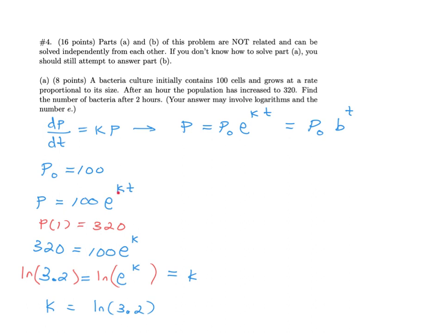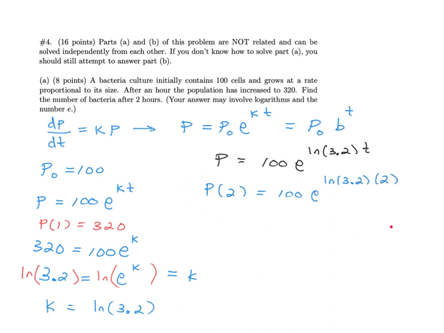I know P naught, I know k. I now have a complete equation. P is equal to 100 times e to the natural log of 3.2 times t. To now use this equation to figure out the number of bacteria after 2 hours, I can put 2 in place of t and simplify this down to figure out P of t. So that is, P of 2 is 100 times e to the natural log of 3.2 times 2.